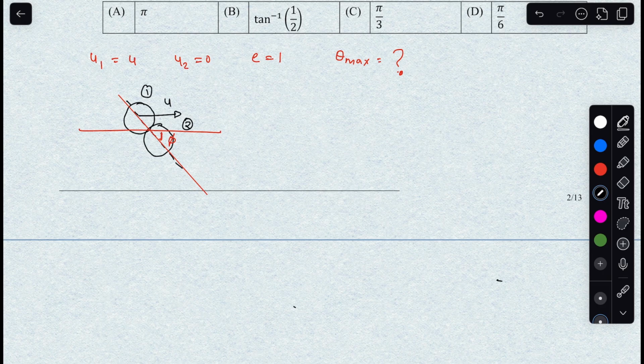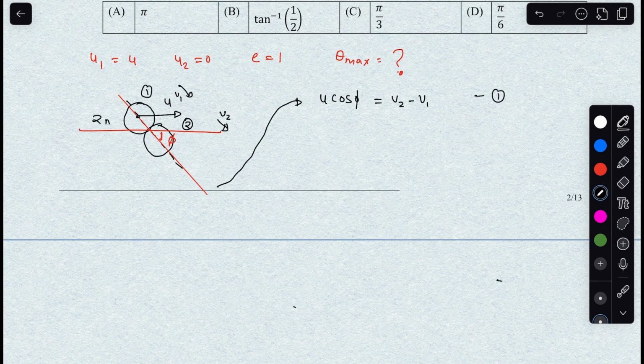Let us apply the coefficient of restitution. The velocity of approach in the direction of the line of impact, for this particle, is this component, which is u cos phi. So u cos phi is equal to the velocity of separation. Suppose after the collision this particle is moving with velocity v1 in this direction and this particle with velocity v2. So the velocity of separation is v2 minus v1. This is one equation.